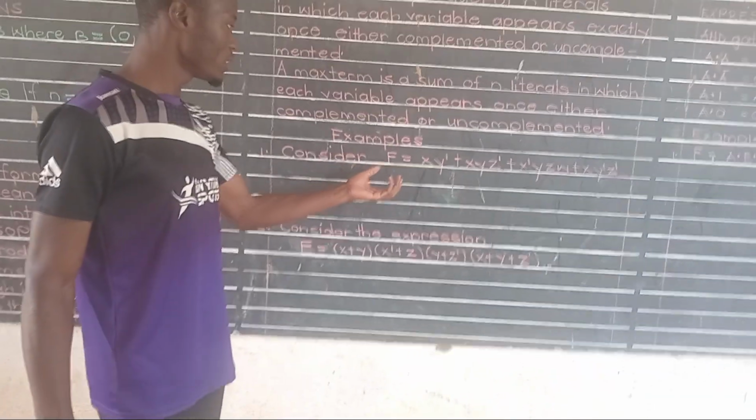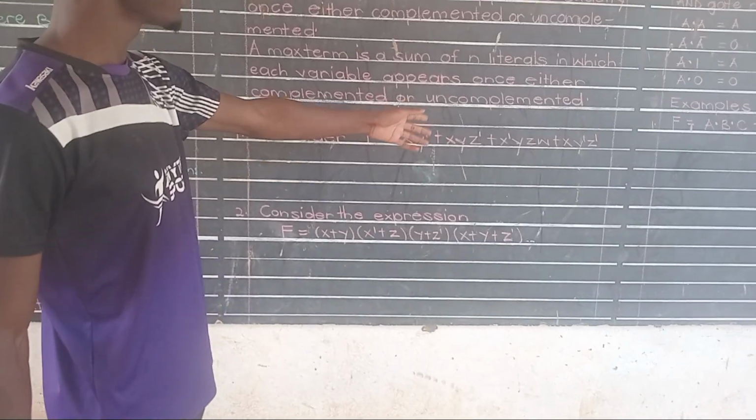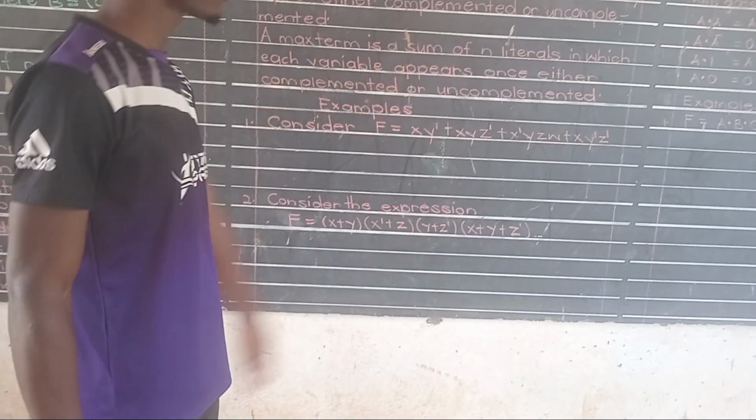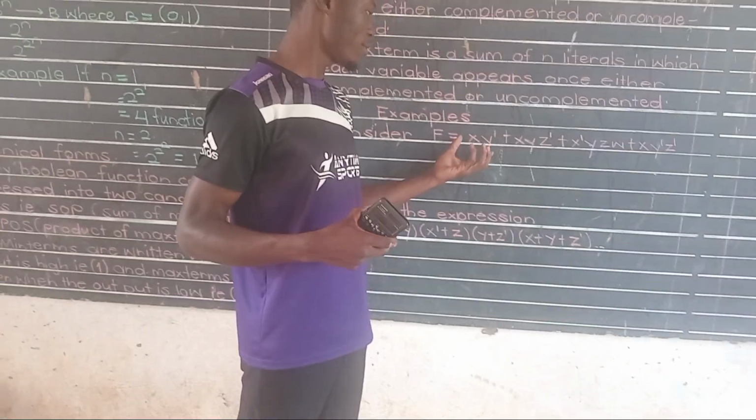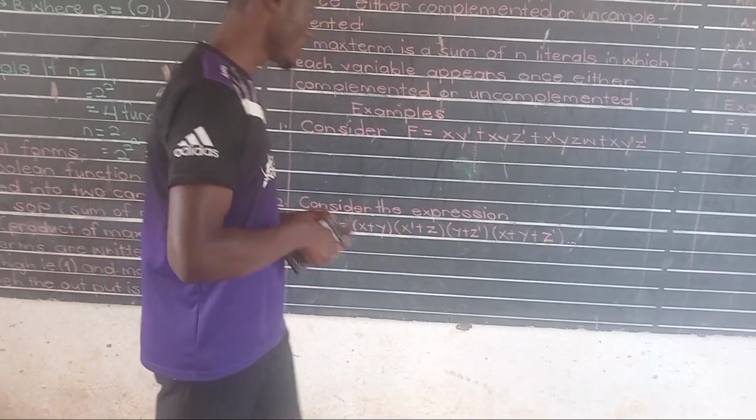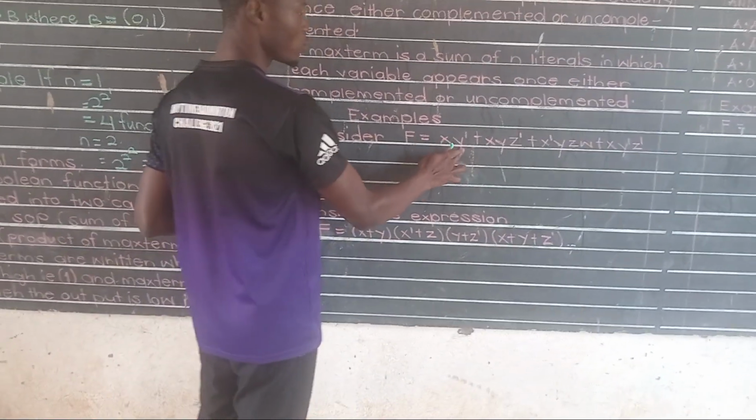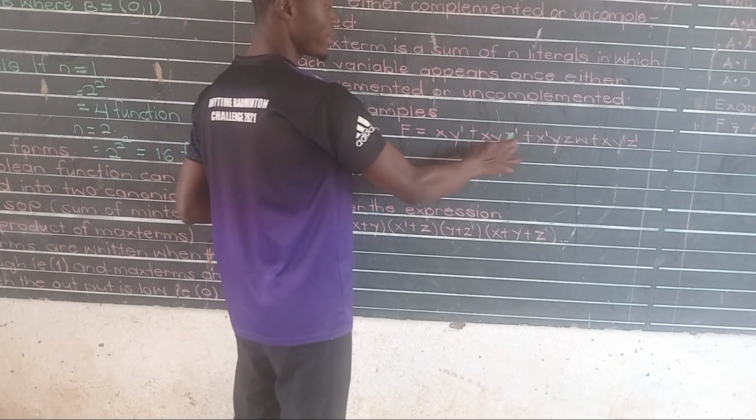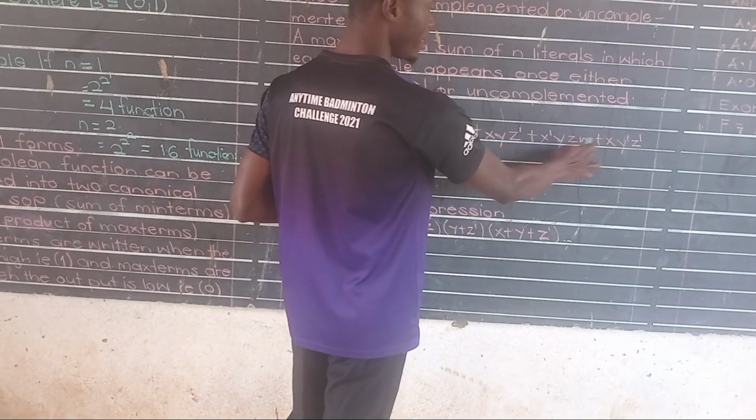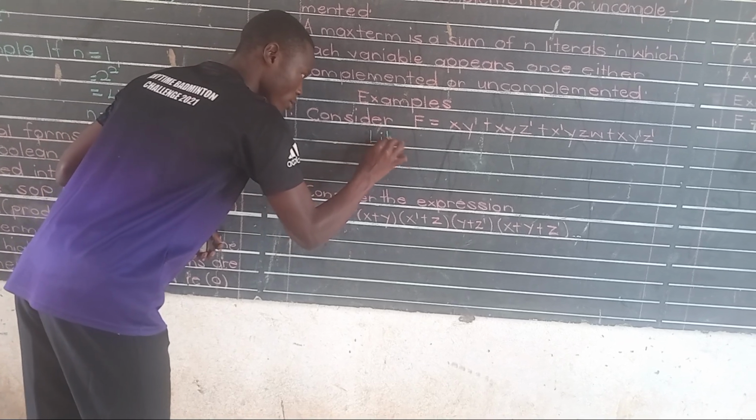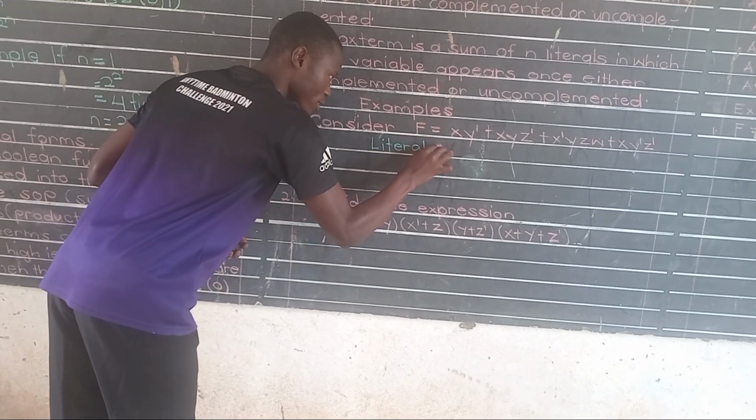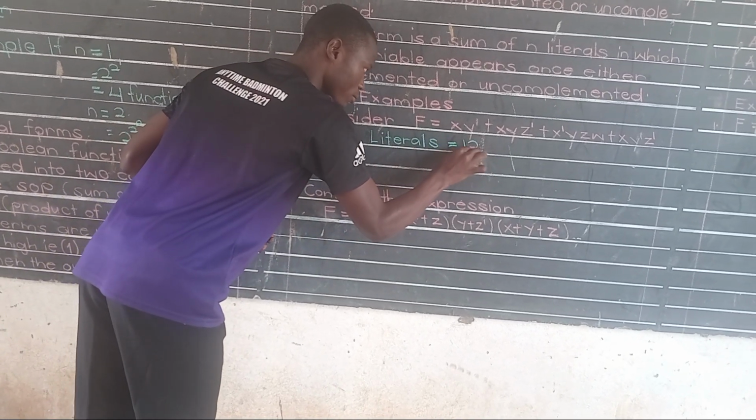Basically, what do we want to interpret from here? Let us get the literals. Literals are just the variables in each product. So here I have 1, 2, 3, 4, 5, 6, 7, 8, 9, 10, 11, 12. So I have 12 literals.